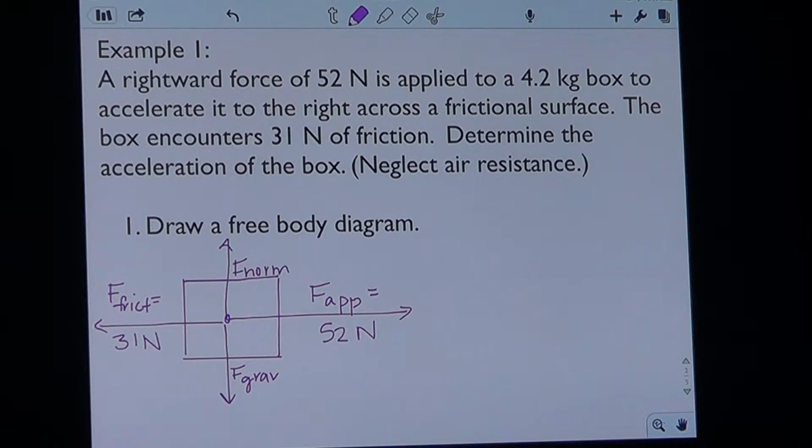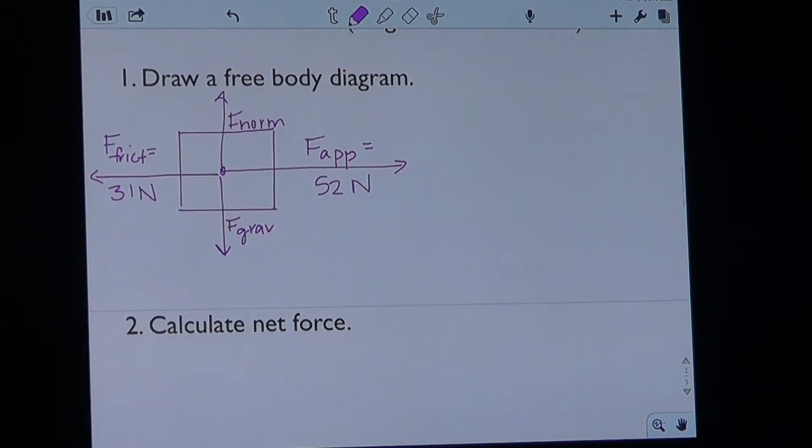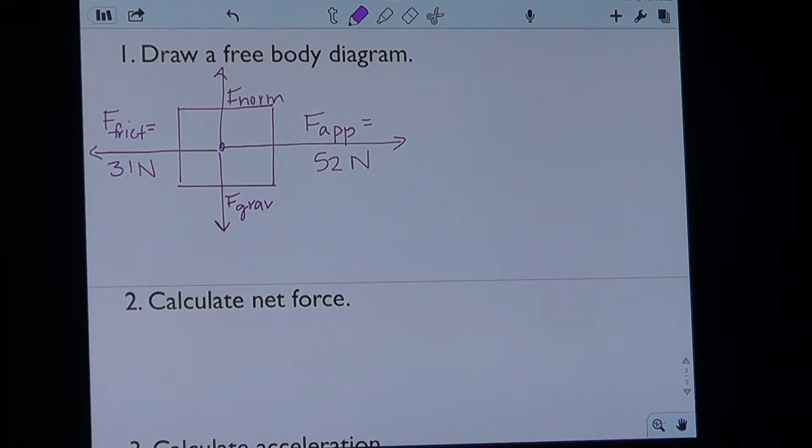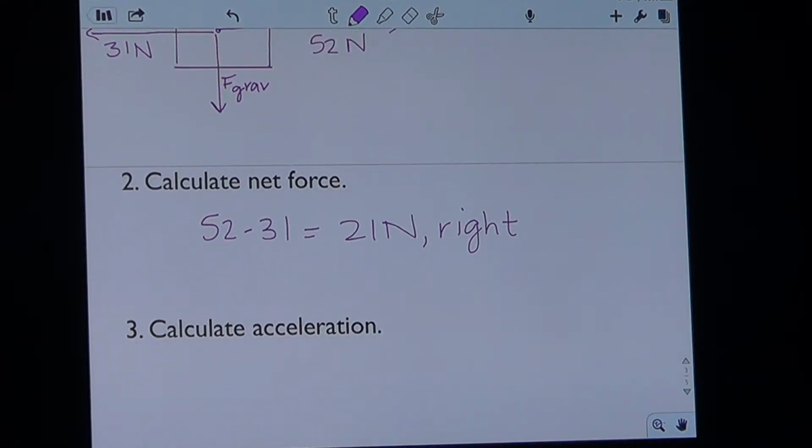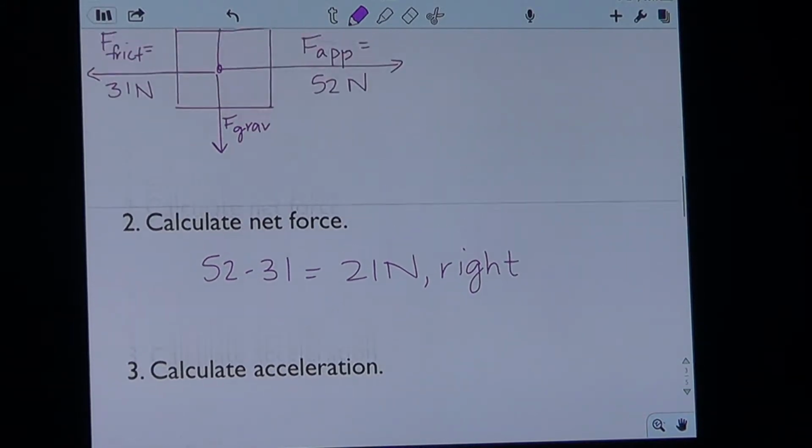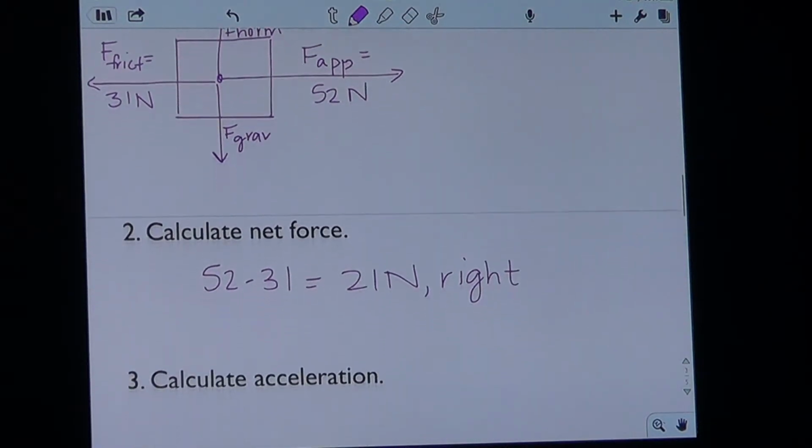Okay? From this free body diagram, we are going to calculate the net force. What would it be? 21 newtons, right? The normal and the gravity are balanced, so if we subtract the 52 minus the 31, we get 21 newtons. And we do need to know the direction of that, which is going to be right. Okay? And so from there we can calculate the acceleration. Acceleration is net force divided by mass. And I believe the mass was given to us in the problem. Yes.